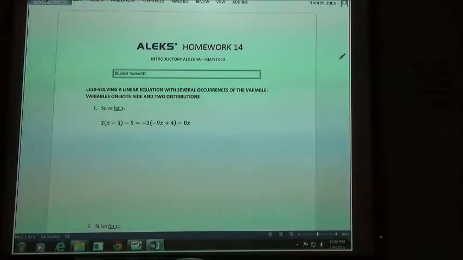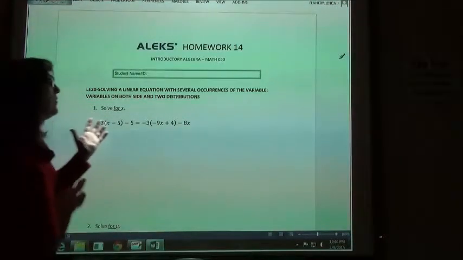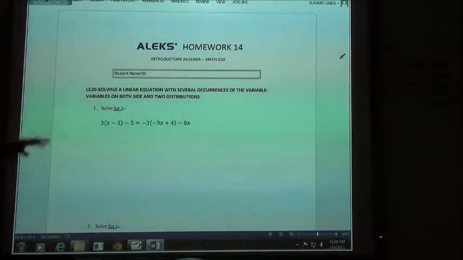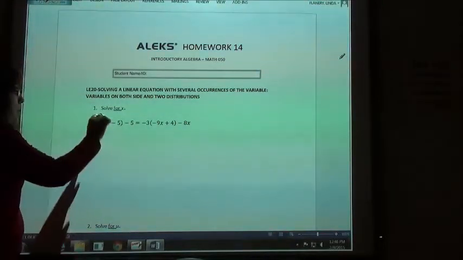So, homework 14, we're going to solve some longer equations yet. And so we have to be real careful on what we're doing because it's easy to make those mistakes with the signs and all of that. But our first step, get rid of the parentheses. That's always our first step on these. So we're going to use our distributive property.